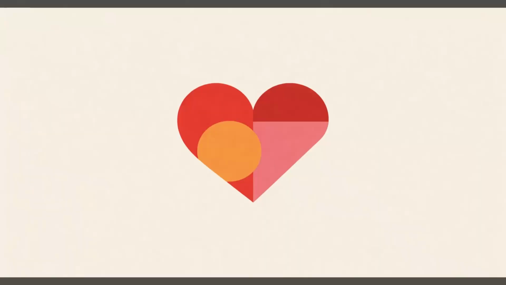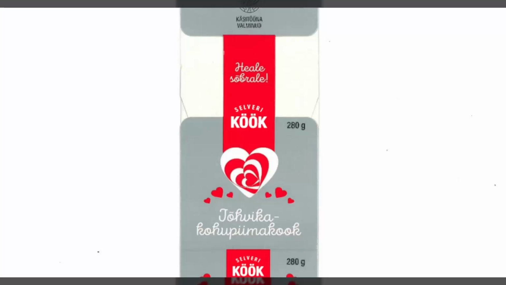This is minimalism. Now, this image is not generated by AI. This is actually a scanned package for a cake. This is all written in Estonian, but this, I feel, is a good example of optical art, or op art.